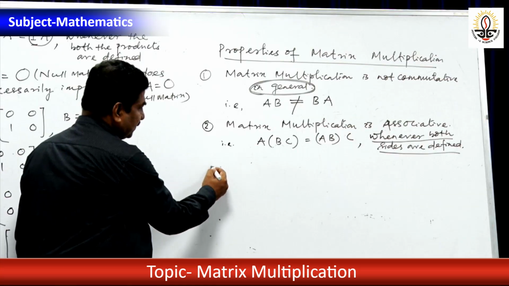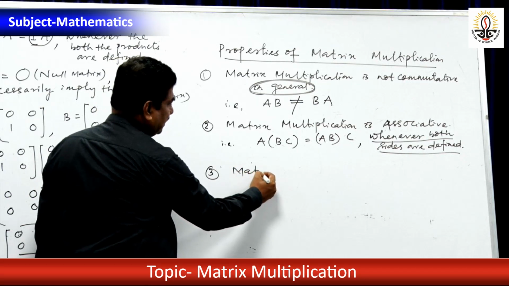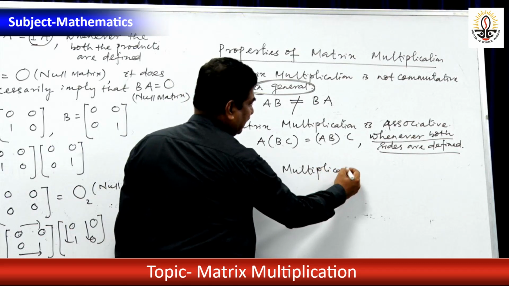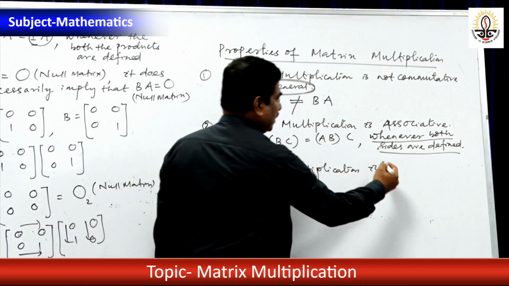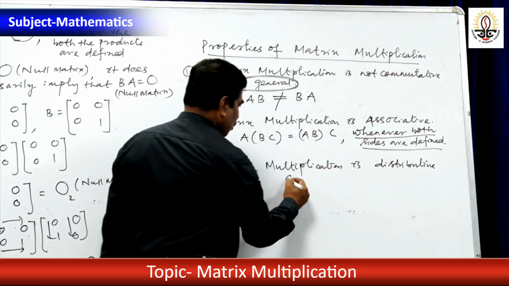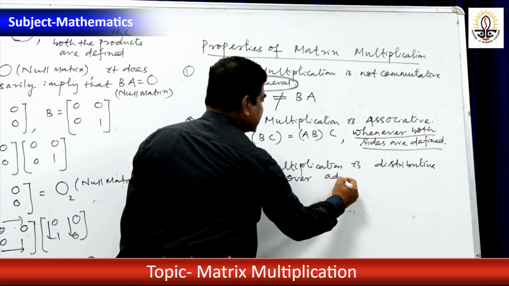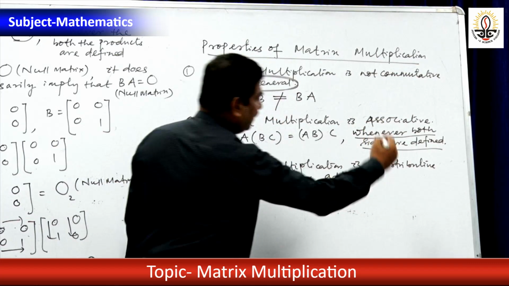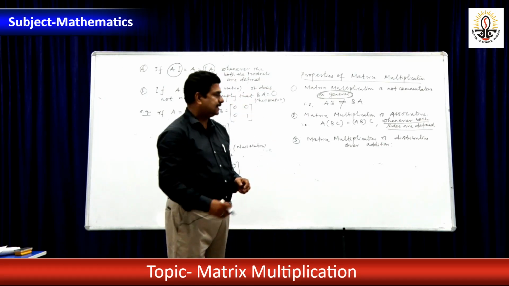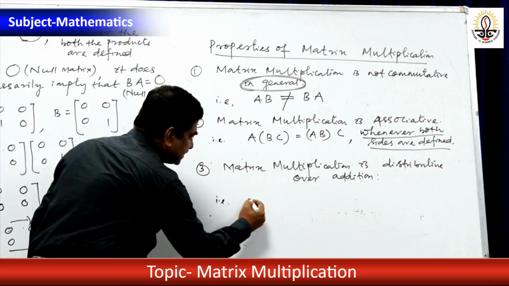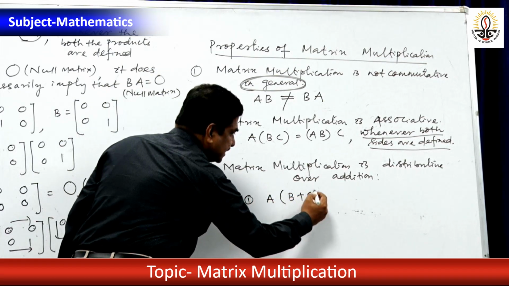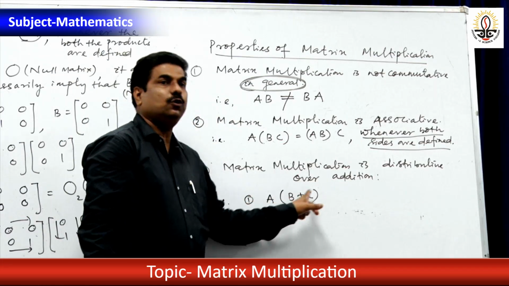Third one is matrix multiplication is distributive over addition, dear. Distributive over addition. That means here again you consider three matrices. In the first case you can write this as A into B plus C, dear.